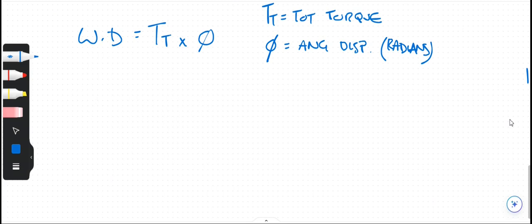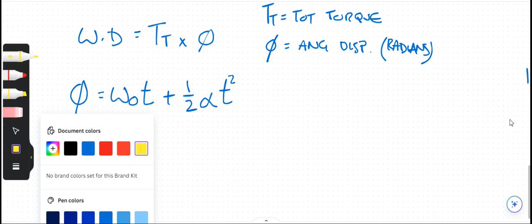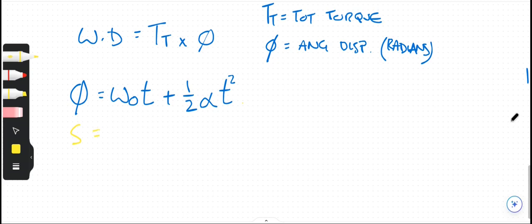So angular displacement is going to be this. We've seen this before. Angular displacement equals starting angular velocity times time, plus a half angular acceleration times t squared. In linear terms, that's the same as s equals ut plus a half a t squared, where s is our distance, so angular displacement.